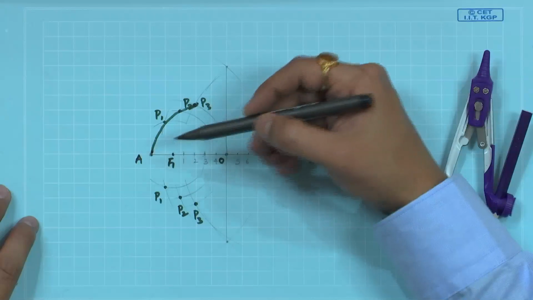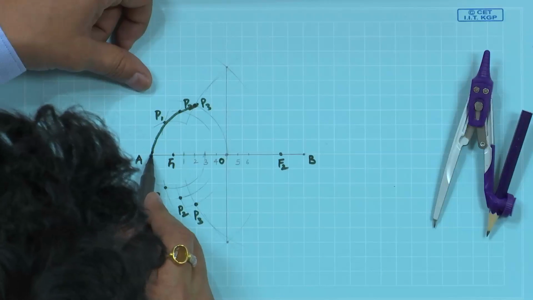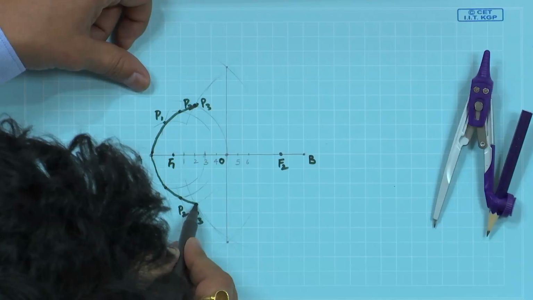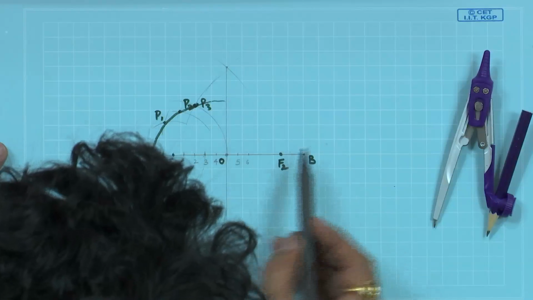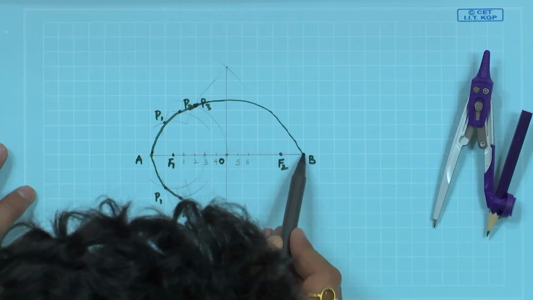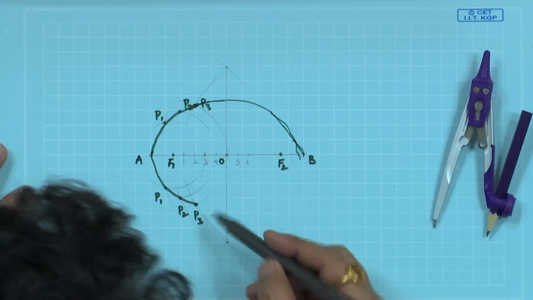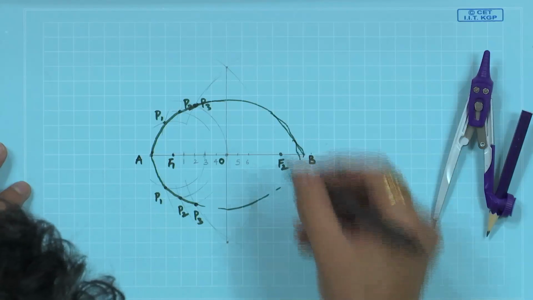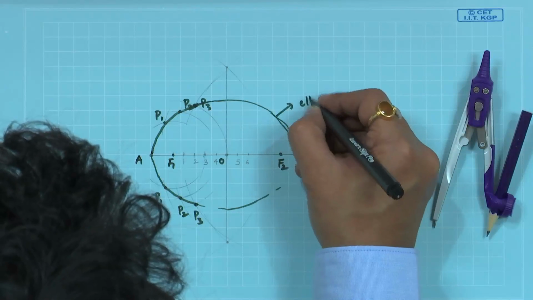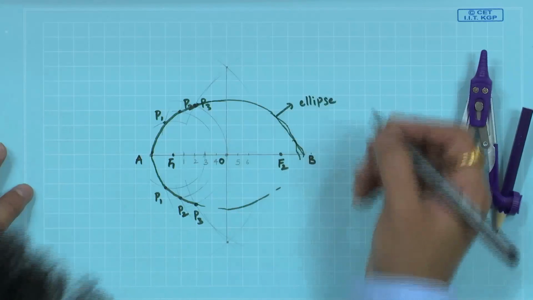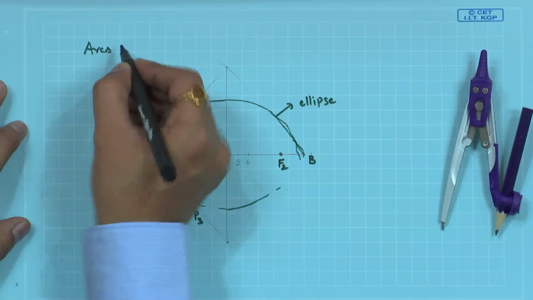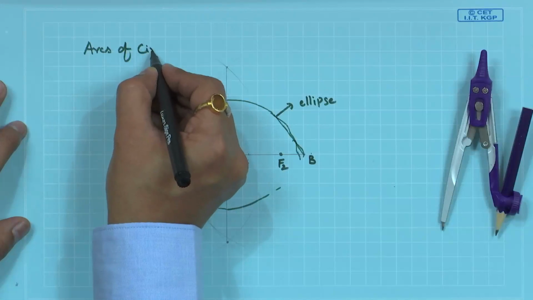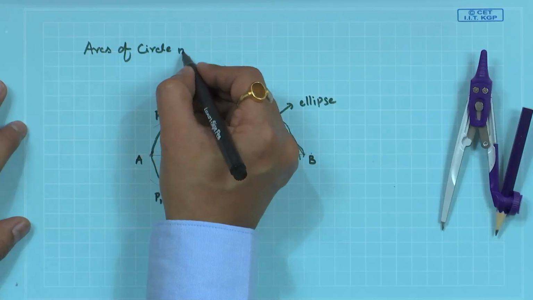Similarly, we will be in a position to construct a curve which passes through P3. In that way, we will be in a position to construct all that curve which passes through point B and also this point, so that we can construct the ellipse. This is the arcs of circle method.